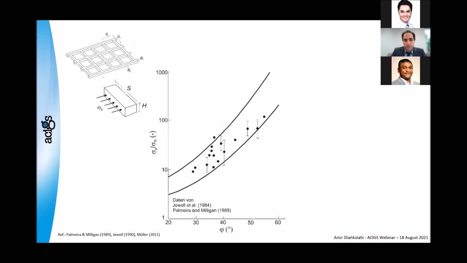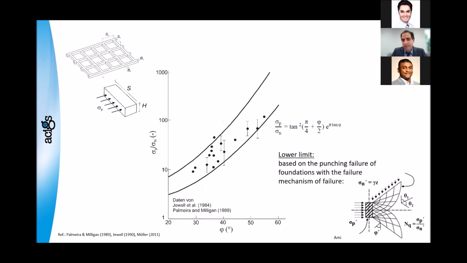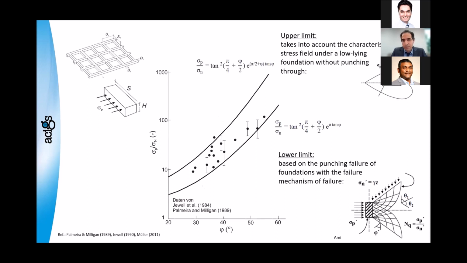Many years ago, in 1989, they developed a chart that shows a range for the normal stress in front of the rib, depending on the normal stress on top of the rib, which is sigma n. So sigma p is the stress that faces the rib, and sigma n is the normal stress on top of the geogrid. And you can see there is a range. The lower limit is based on the punching failure of the foundation. This mechanism that you can see is how they developed the equation for sigma p to sigma n. The upper limit takes into account the characteristic stress field under a shallow foundation without punching through. So this is the equation on the top.